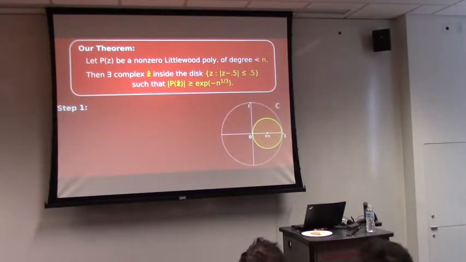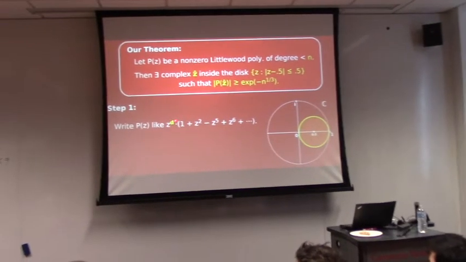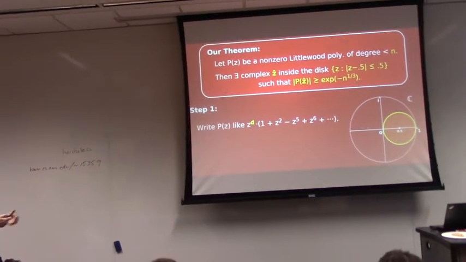Okay, so step 1. First of all, look for the lowest appearing power of z, and factorize your polynomial like this: z to the power of d times something that's, well, plus or minus 1, but not 0. Okay?